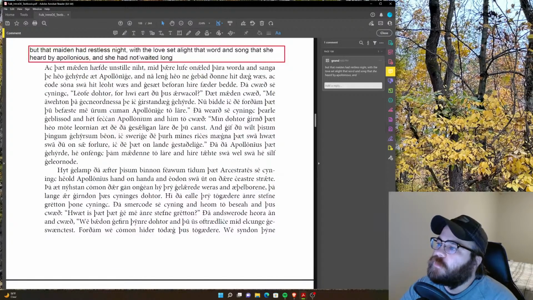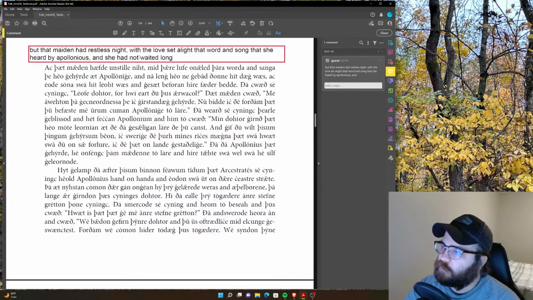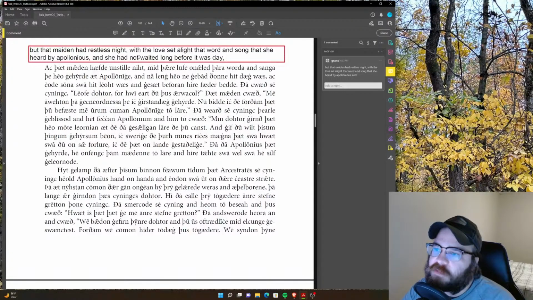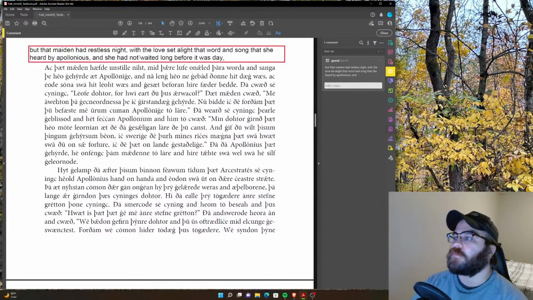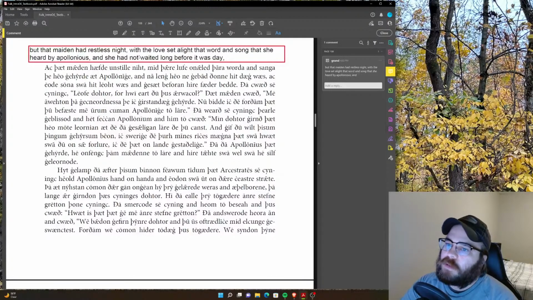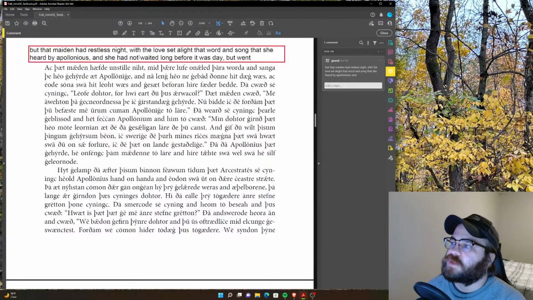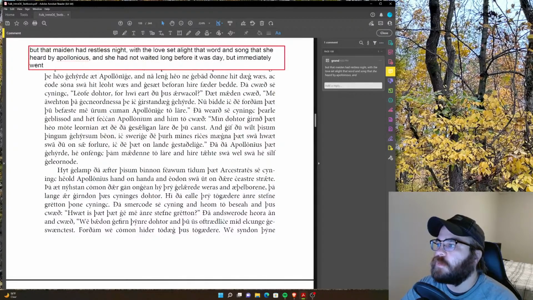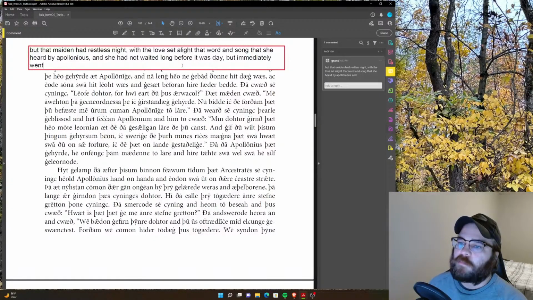When heat day was, when it was day, until it was day, before it was day. Ak eod sona swa hit lecht was an yasat beforan hira father bed. So, but went sona swa. But soon went, or right away went, immediately went.